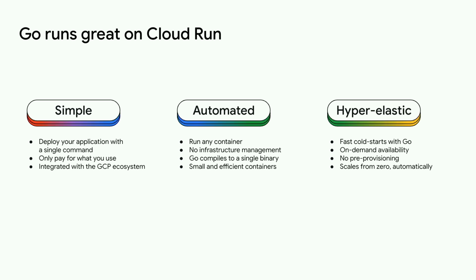And the key thing is you pay for what you use. If you serve traffic, you get billed by the CPU second. If you don't, it scales to 0, and it'll be ready for you when you need to have it running. And lastly, I want to mention that it's hyper-elastic, on-demand availability. You don't have to pre-allocate. It's really there for any on-demand needs that you have.